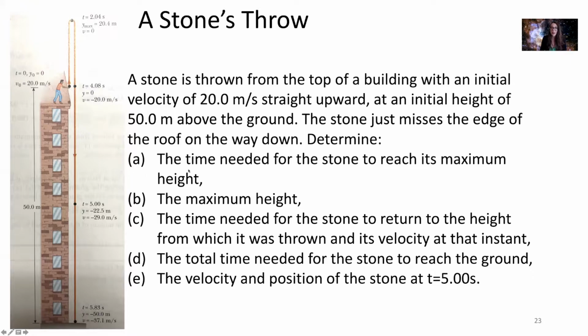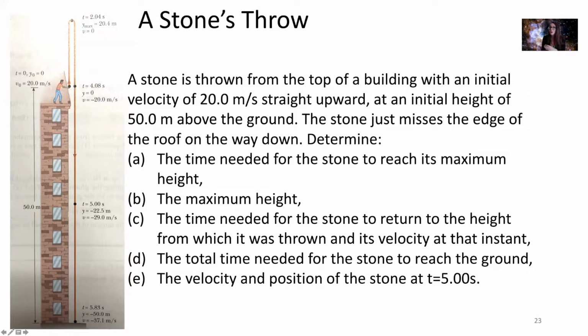You're going to determine the time needed for the stone to reach its maximum height, that maximum height, the time needed for the stone to return to the height from which it was thrown and its velocity at that instant, and then the total time needed for the stone to reach the ground. So that's the total time from here up and all the way back down. And then the velocity and the position for the stone at some time.